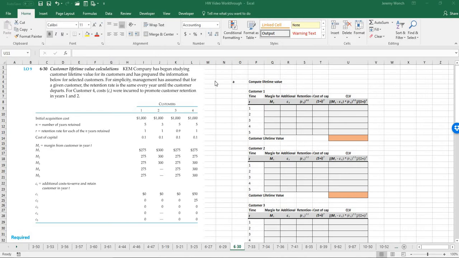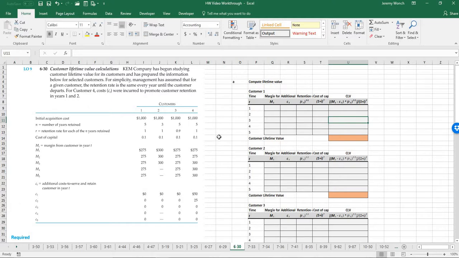All right, we're on to problem 630, and in 630 we're going to talk about customer lifetime value. At a glance, this problem looks kind of scary. We've got a lot of algebra going on. We've got formulas, but it's really not that bad.